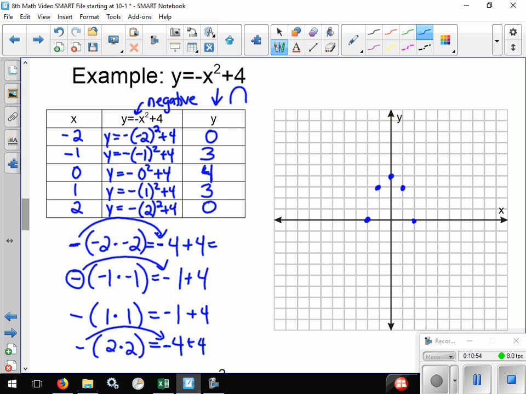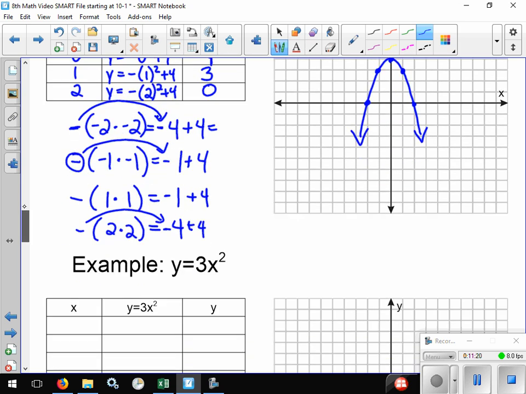Positive 2, 0. So you can see that, and I put the arrows there to show you that it would actually continue if we did more points. Okay, and you can see that it does indeed create an n, or an upside down u, because it was a negative equation to begin with. And this is why we're going to do many examples, because you just need to practice graphing, just to get used to it. Remember how you felt when you first did your other graphs.